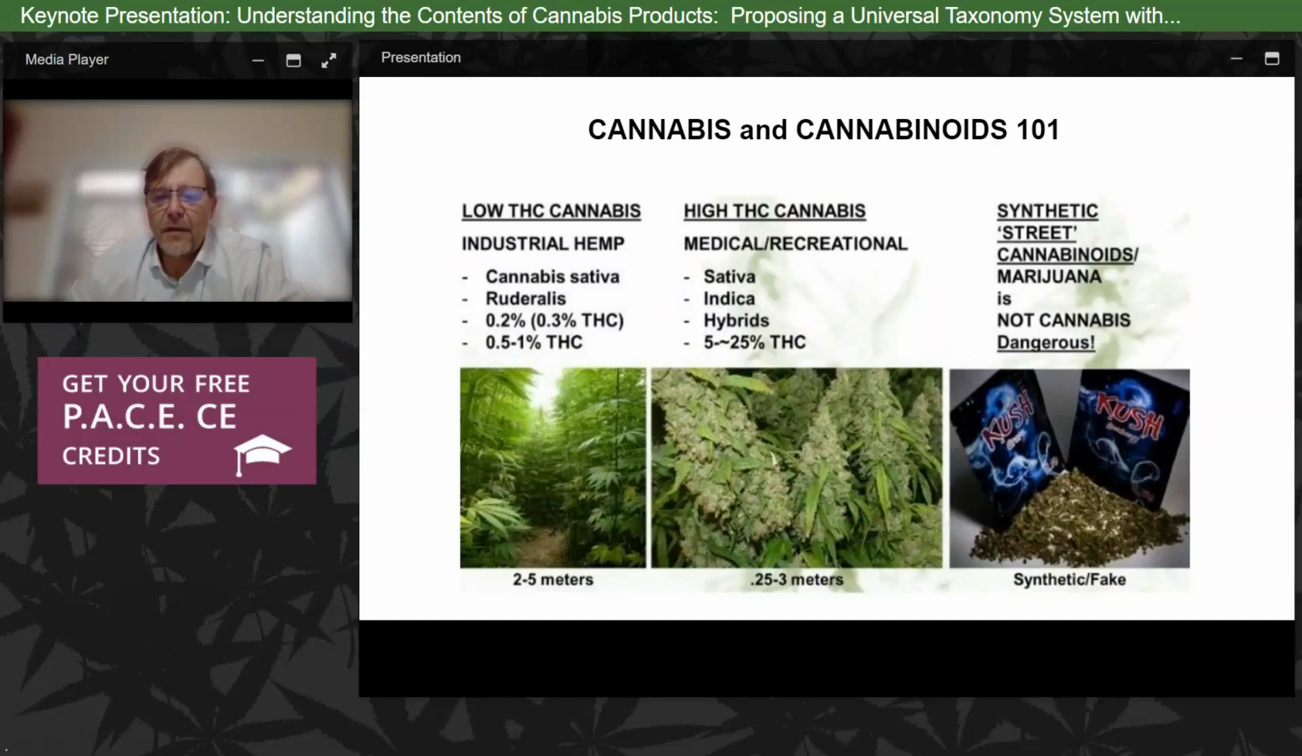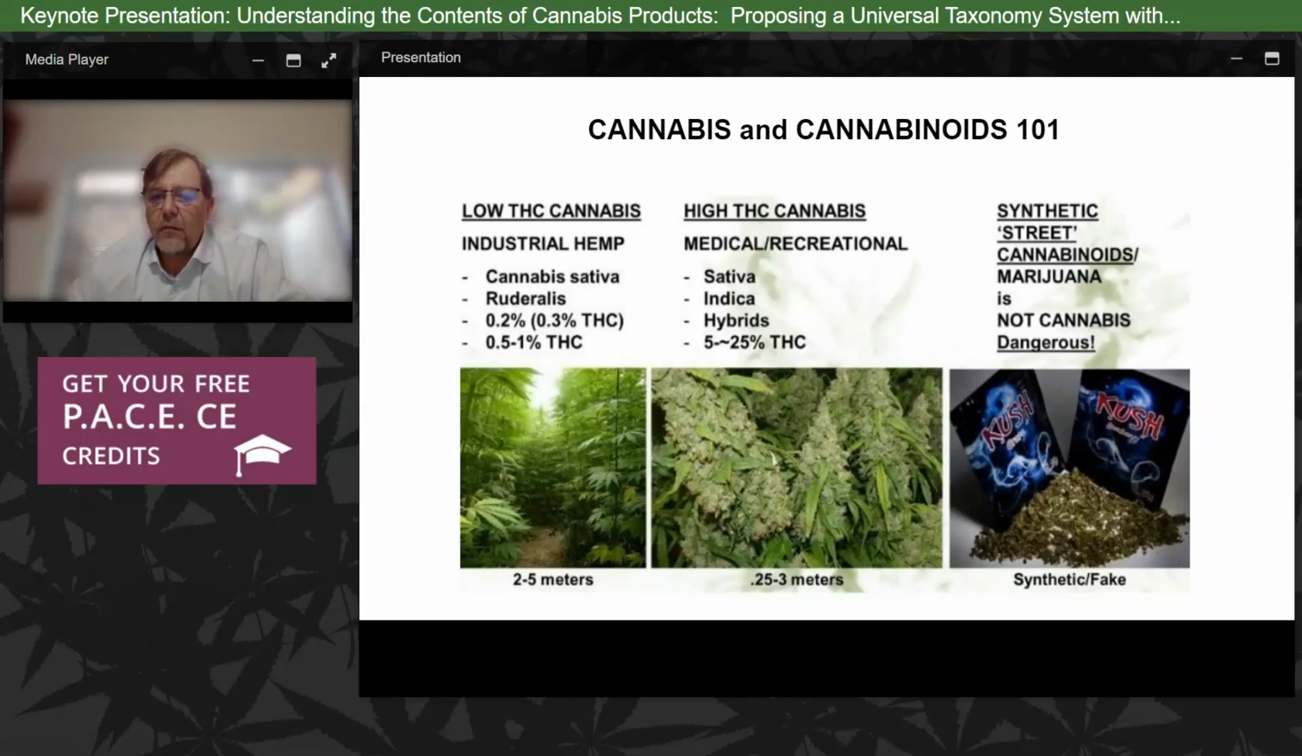Those plants, though, were typically originally grown for medicinal uses, for fiber uses, and for nutritional uses, as well as building homes and producing a number of different products. Medical and recreational cannabis, Cannabis sativa, Cannabis indica, mostly actually hybrids that are available currently on the market, are bred in a different way. They're typically shorter and are bred to produce high concentrations of THC or other cannabinoids, including CBD.